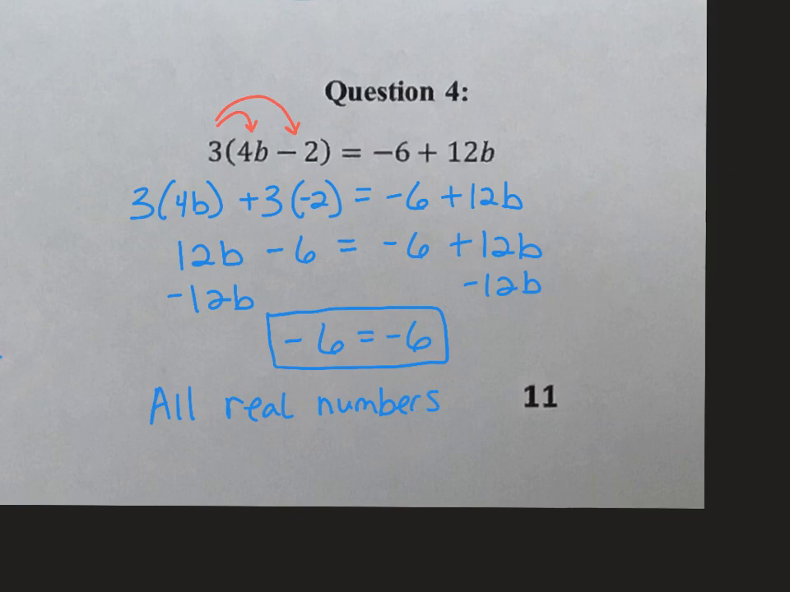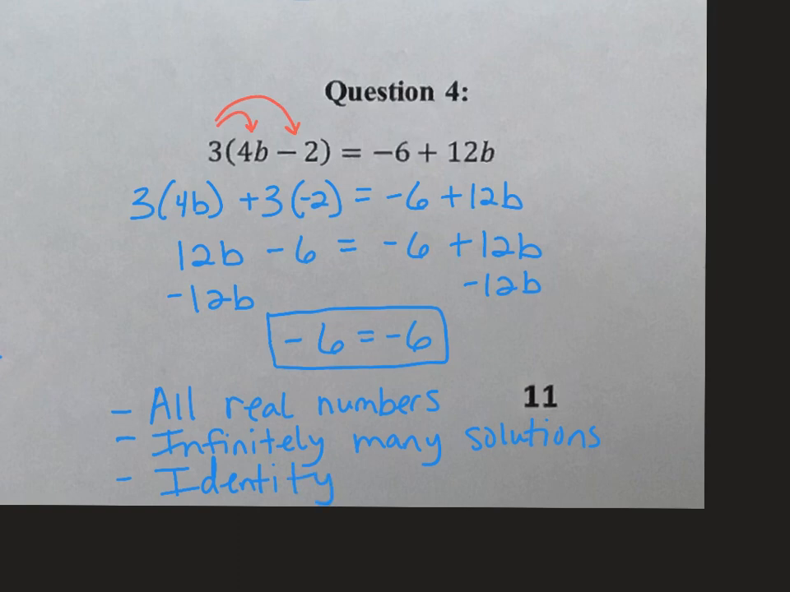Okay, another way to write that is infinitely many solutions. Okay, and this is an identity. So all of these basically mean the same thing. What that means is no matter what, I can put any number in for b, and 3 times 4b minus 2 will equal negative 6 plus 12b. Okay, no matter what.